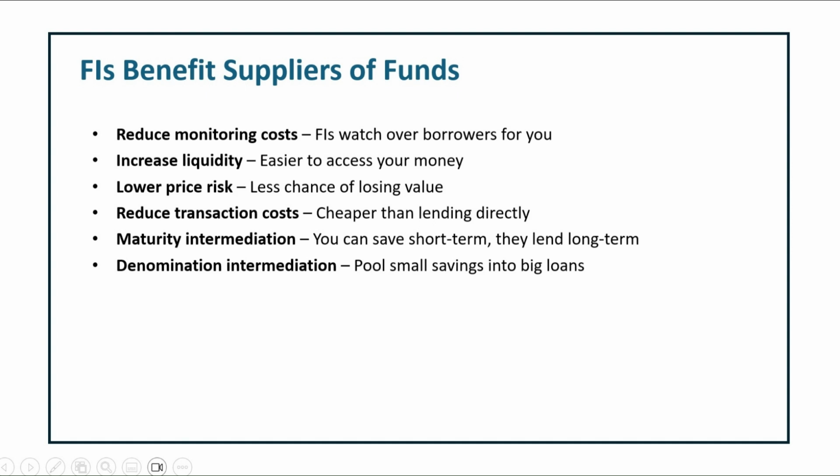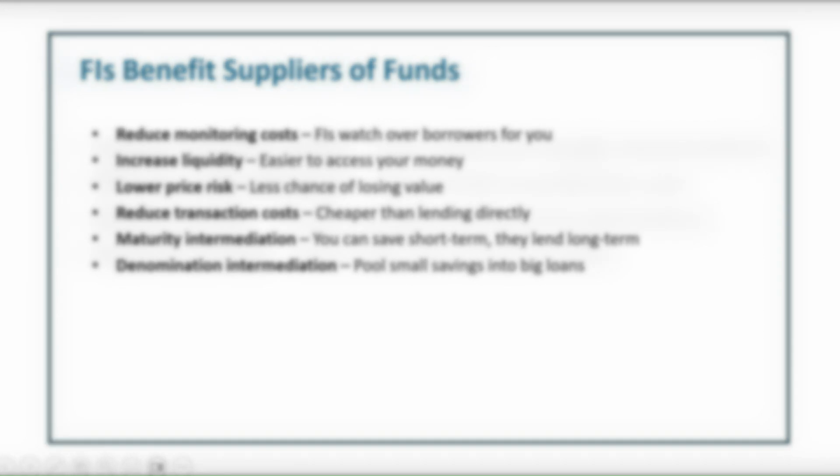Through maturity intermediation, you can save for the short term while the FI lends your money out for longer terms. And with denomination intermediation, FIs pool together small savings from many people to fund large loans or investments.